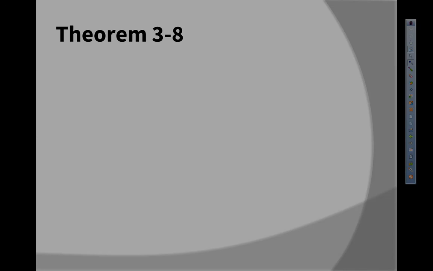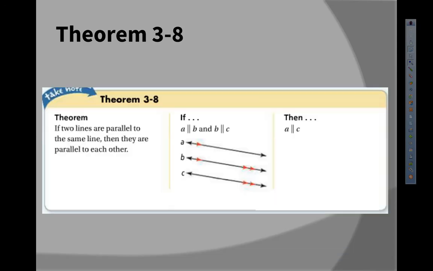So let's look at our first theorem. Theorem 3.8: If two lines are parallel to the same line, then they are parallel to each other. This is kind of like the transitive property of equality. If A was equal to B and B was equal to C, then we knew that A was equal to C. Well, the same principle applies: if A is parallel to B and B is parallel to C, then we know that A is parallel to C.